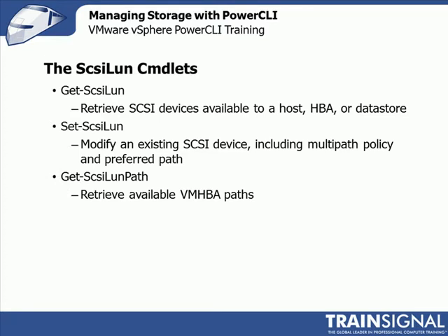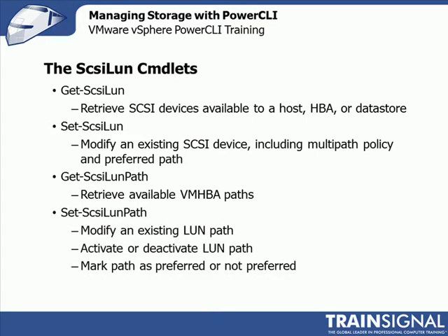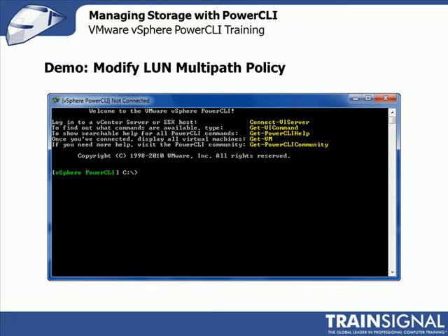Get-ScsiLunPath is going to retrieve available vmhba paths. This is important when you are working with your storage engineer in order to properly zone new storage. Sometimes you have to get some of the information from the vSphere server, which is contained within this commandlet. So that's pretty helpful. And then Set-ScsiLunPath: you can use this to activate or deactivate a path, and you can mark one as preferred or not preferred. So let's go back to our shell, and I will show you how these SCSI commandlets work.